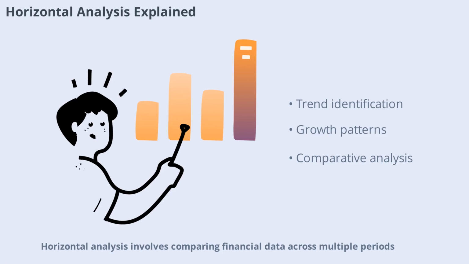Horizontal analysis involves comparing financial data across multiple periods. By examining changes in revenues, expenses, and profits over time, analysts can identify trends and growth patterns. This method is especially useful for spotting consistent improvements or emerging problems. For example, a steady increase in sales may indicate successful marketing, while rising costs could signal inefficiency. Horizontal analysis provides context for understanding a company's financial journey.